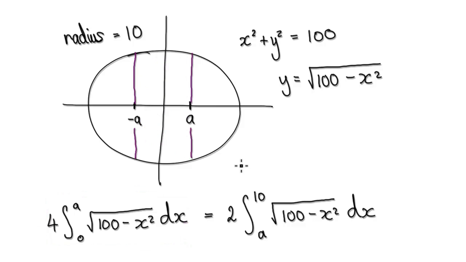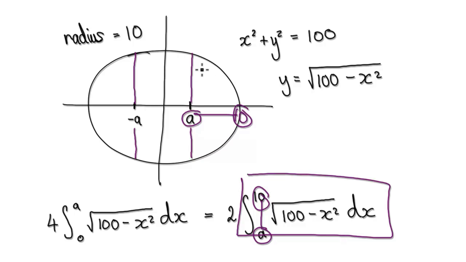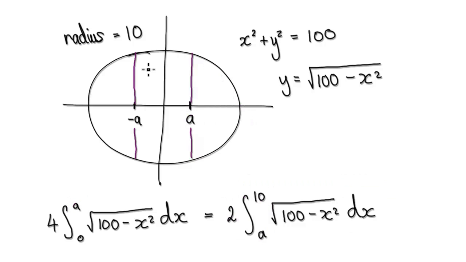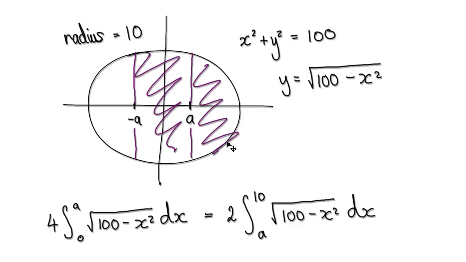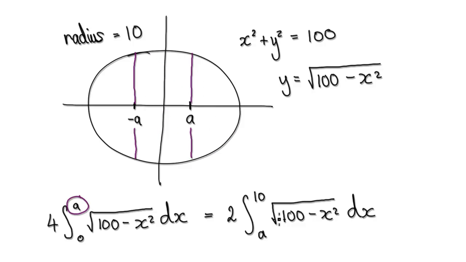And then for this one here, integrate it from a to 10. So this thing here would represent this slice. Multiply by 2, it will then give you the whole slice. So you want to search for an A in such a way that this equals this thing here. So our job is to find A.